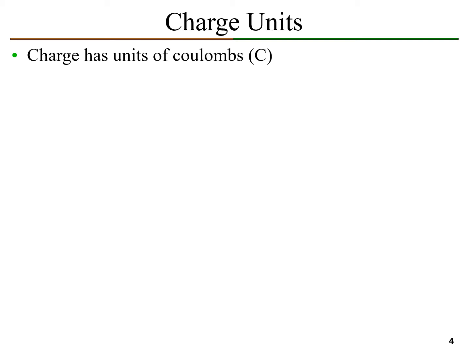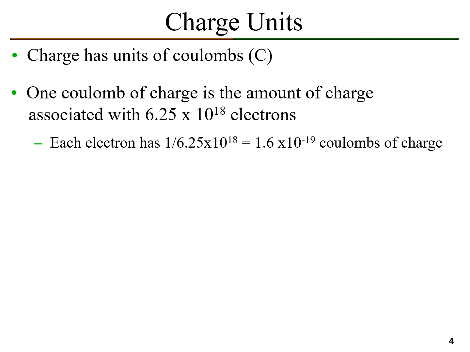Charge. Now, charge has units of coulombs. 1 coulomb of charge is the amount of charge associated with 6.25 times 10 to the 18 electrons. Yes, 1 coulomb of charge is comprised of many, many electrons. 1 electron has 1.6 times 10 to the minus 19 coulombs of charge. So 1 electron has a very small charge.